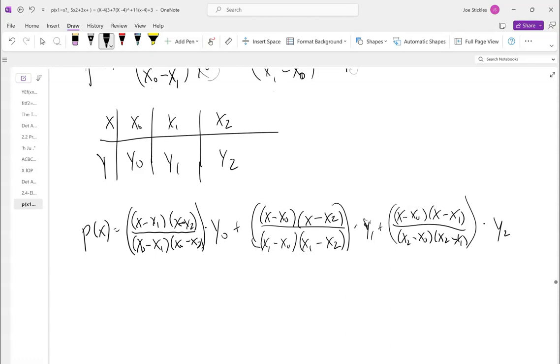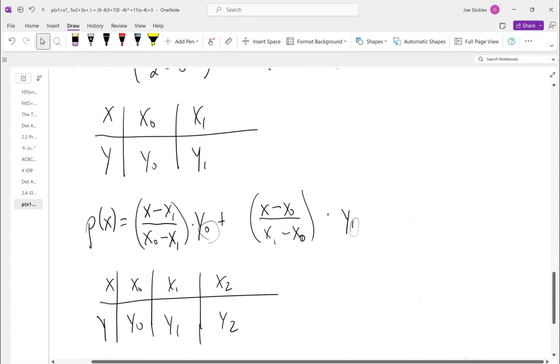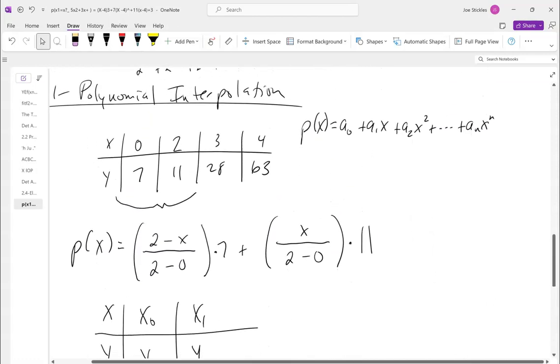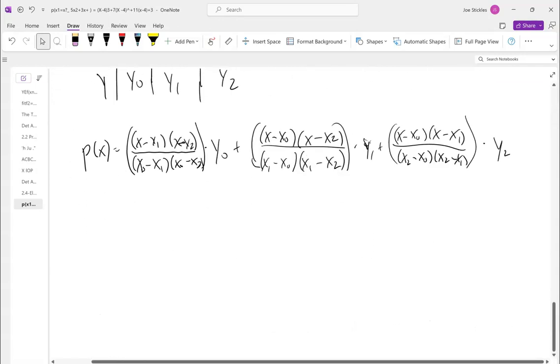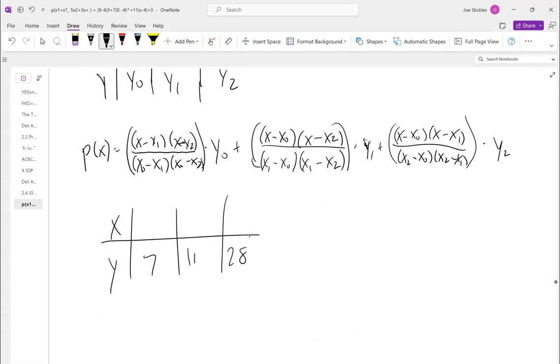Yeah. Okay. So let's go back to the data that we had. Scroll back up here. This was the data, right? I'm going to write it back down so we see what we had for the form. 7, 11, 28, 63. Let's see if I can remember that. 7, 11, 28, 63, 0, 2, 3, 4. I did remember all the numbers. All right. Pardon me.